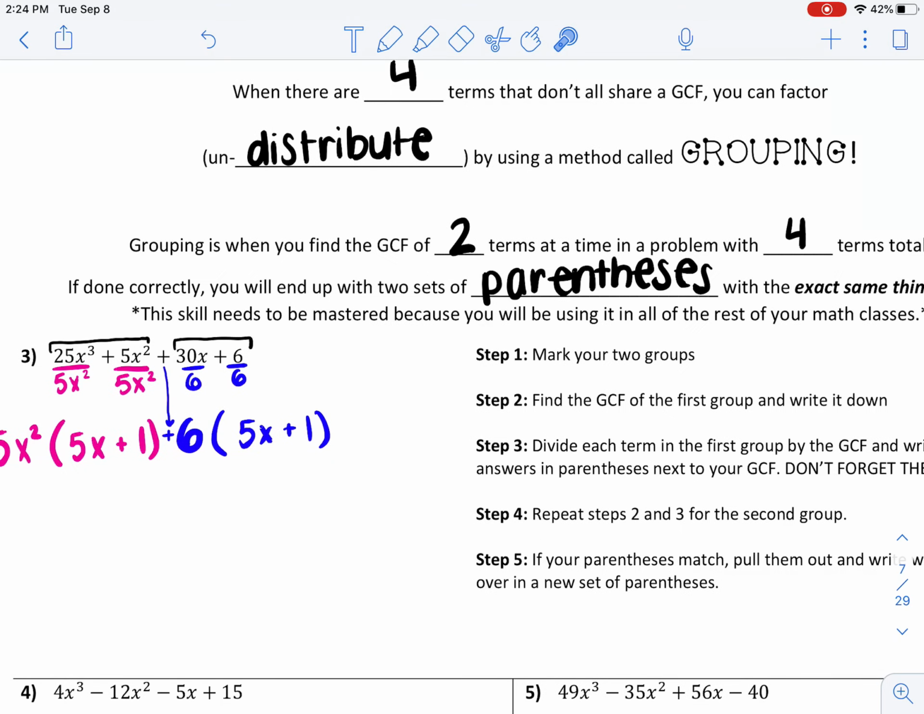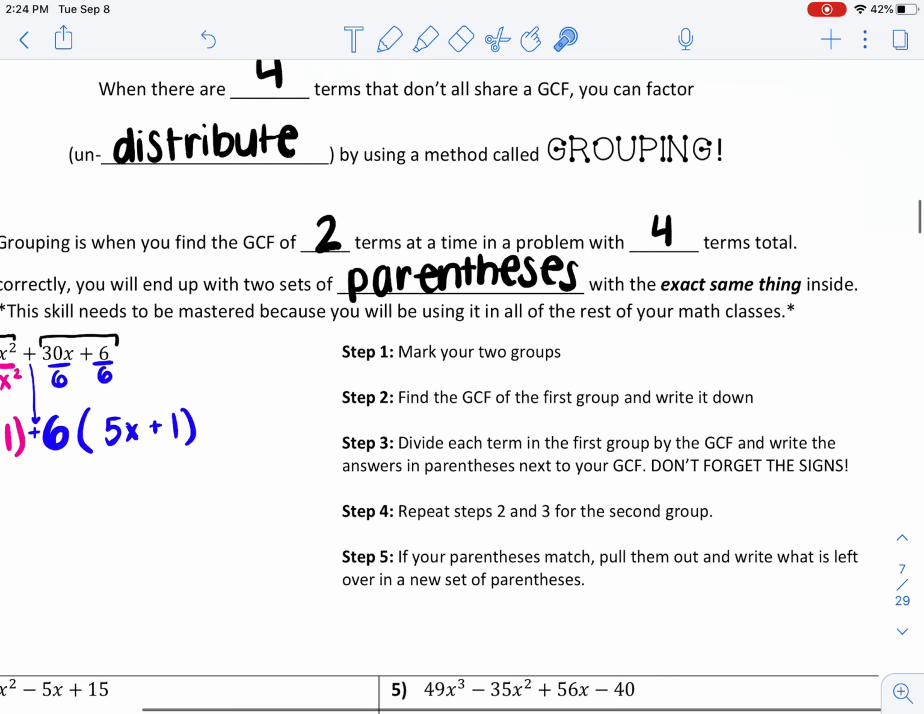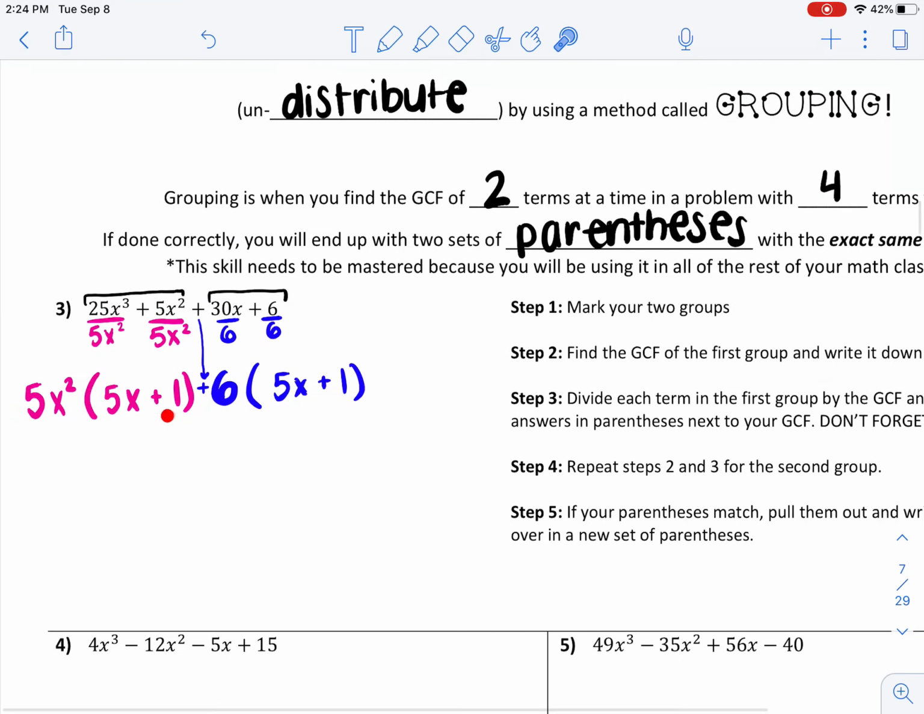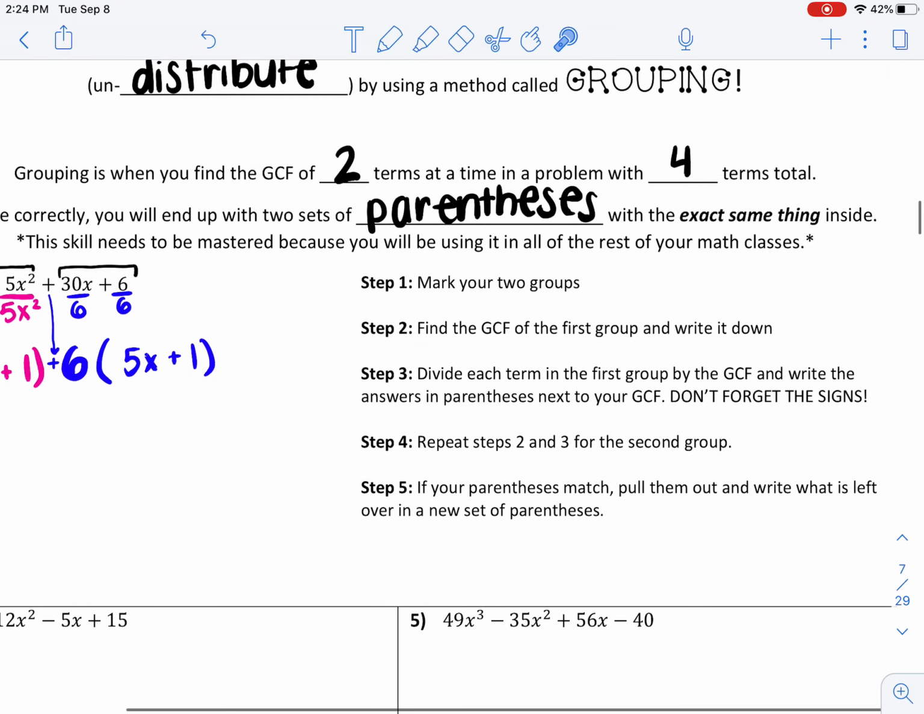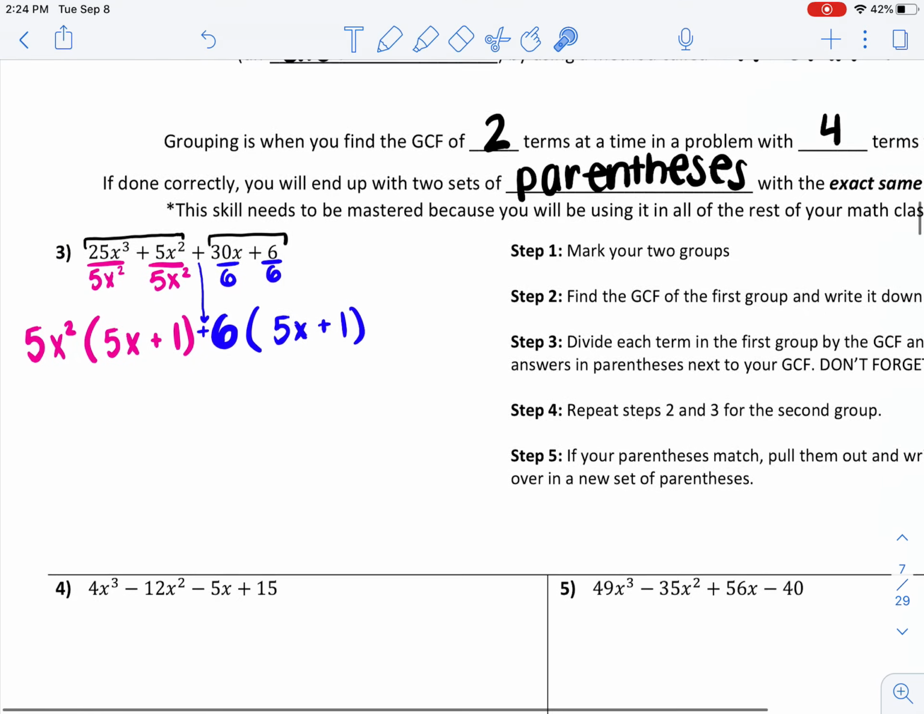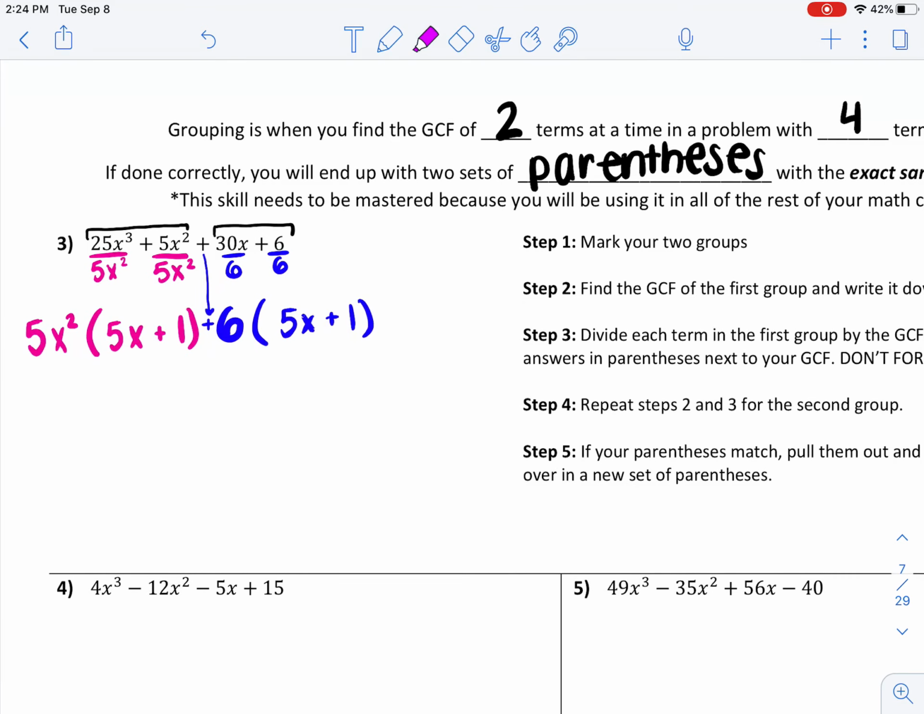This up here said, if done correctly, you will end up with 2 sets of parentheses with the exact same thing inside. Well, look at this. We ended up with 2 sets of parentheses with the exact same thing inside. So we have to go to step 5. If your parentheses match, pull them out and write what is left over in a new set of parentheses. So my parentheses match. I'll even highlight them here. These match.